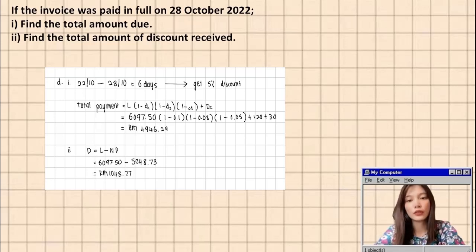The formula to calculate the amount of discount received is D equals L minus NP. RM6097.50 minus RM5048.73 equals RM1048.77.